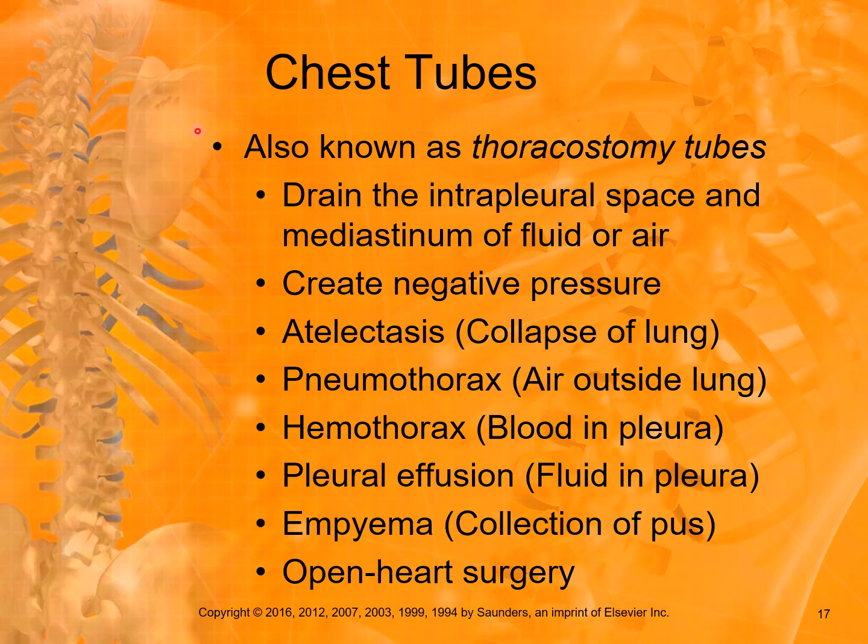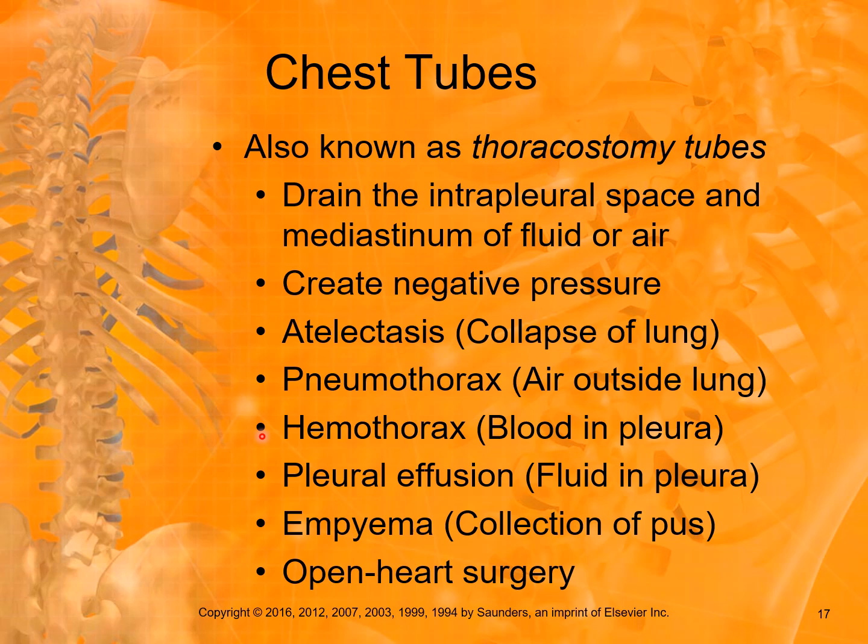Chest tubes, also known as thoracostomy tubes, drain the inner pleural space and mediastinum of fluid or air. It creates a negative pressure. It's used for atelectasis, or collapse of a lung. It helps reinflate it. Pneumothorax is air outside of the lung in the body tissue.